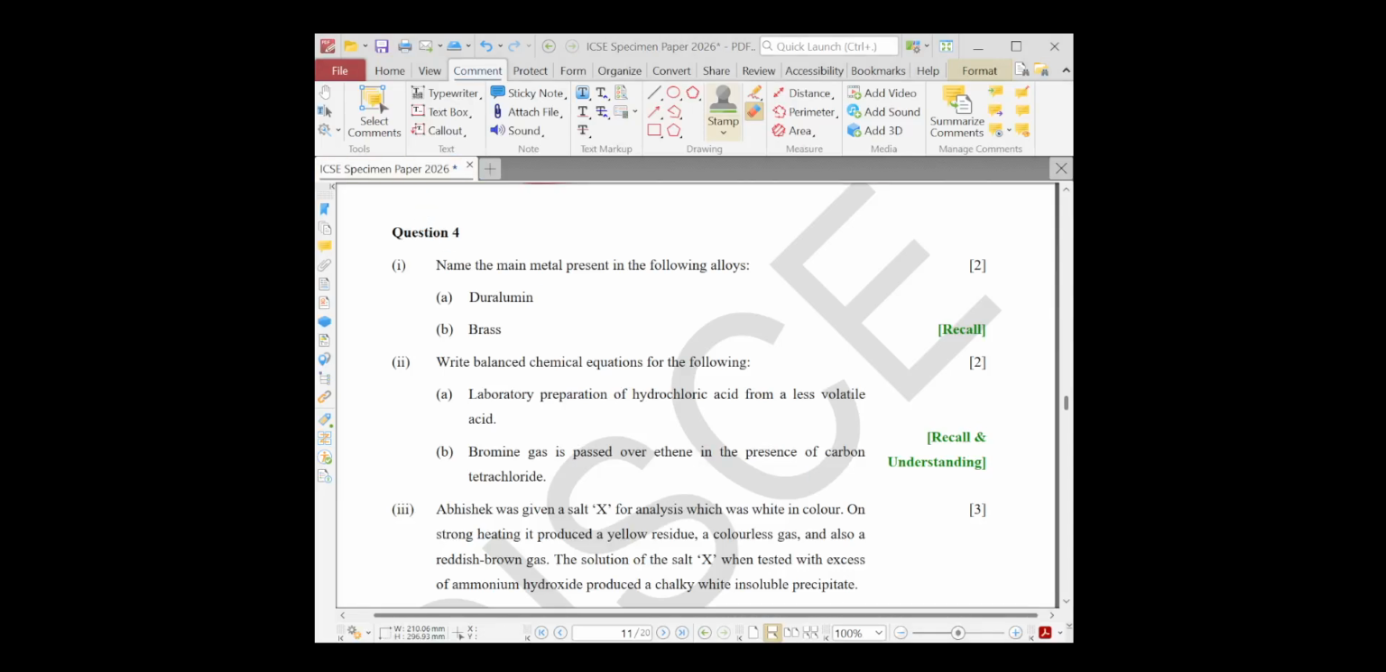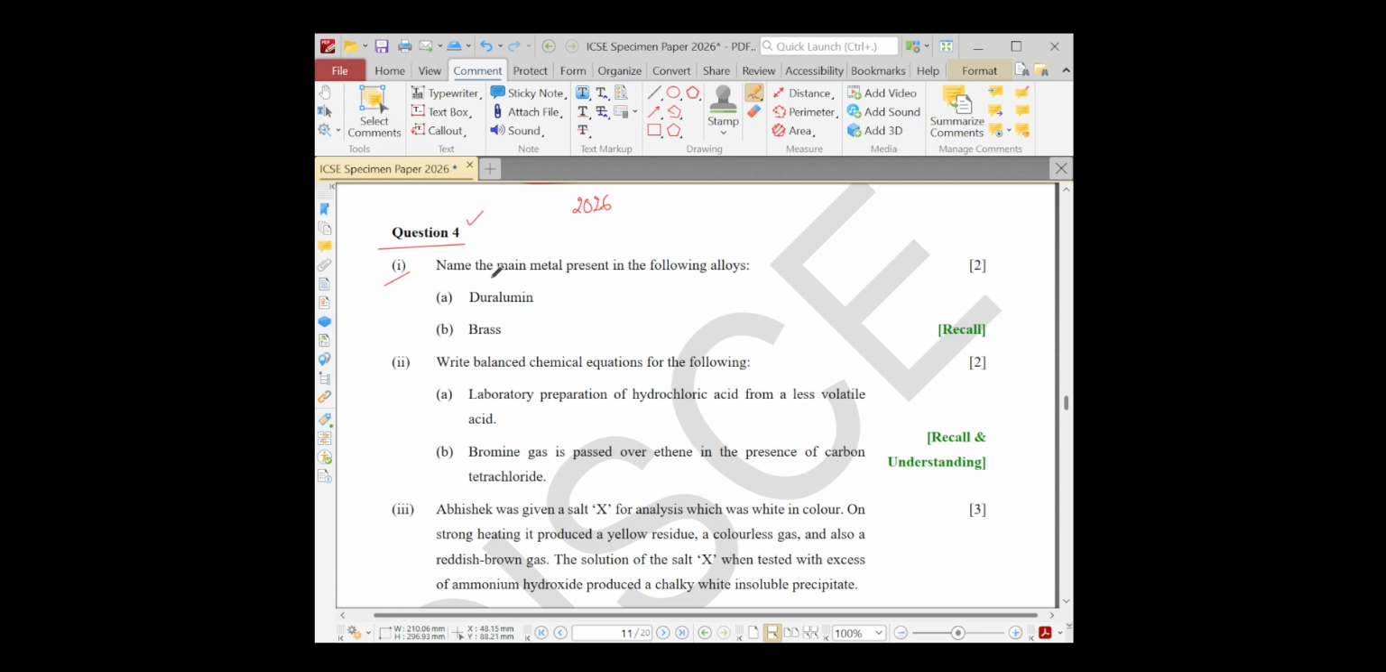So we now take up question number 4. Question number 4 of the ICSE Specimen Paper released by the Council for the year 2026. Now the question again has 4 parts, 10 marks each. So you have to do any 4 questions. Third we have solved, we come to fourth.